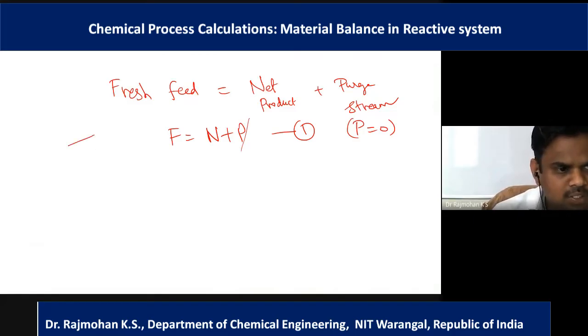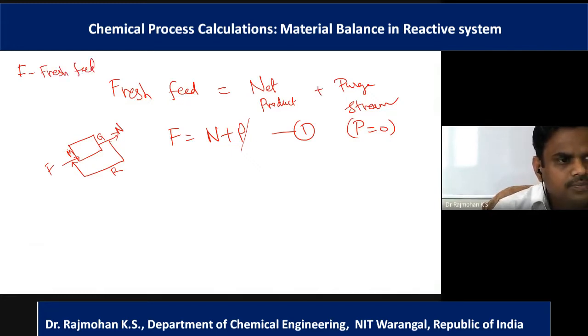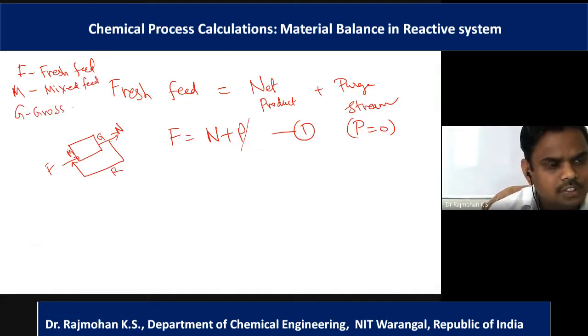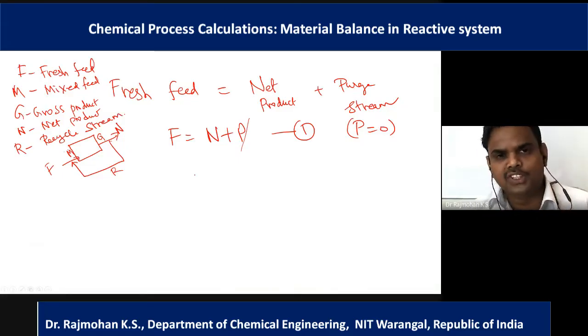When purging is not there, what is the meaning? Then we have only the recycle stream. So we have F and N, and we get M and the gross product, and this is the recycle stream. F is the fresh feed, M is the mixed feed, G is the gross product, that is the stream leaving the reactor, N is the net product, and R is the recycle stream. So we have F, M, G, N and R.